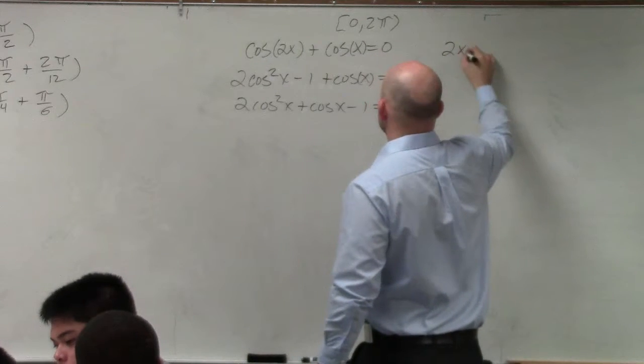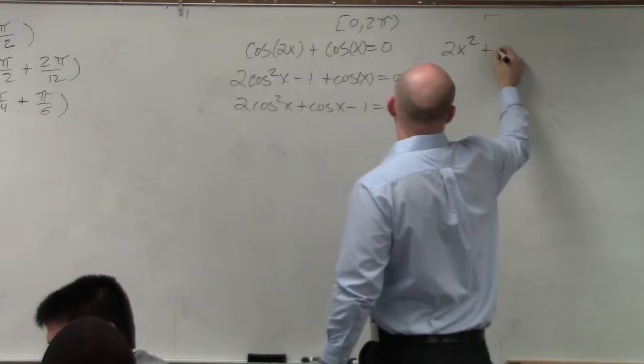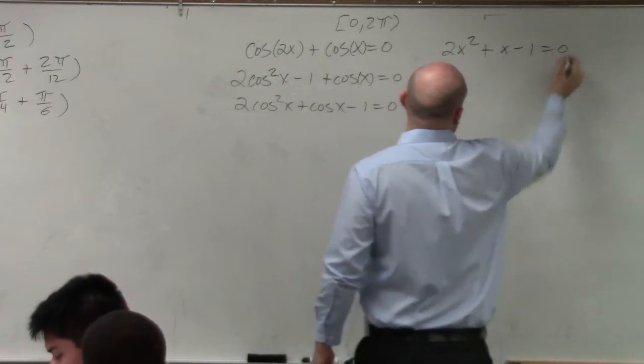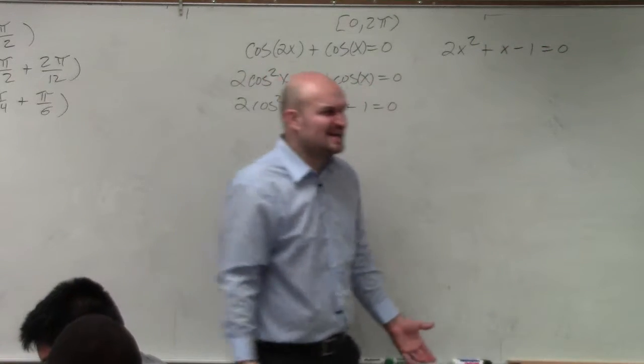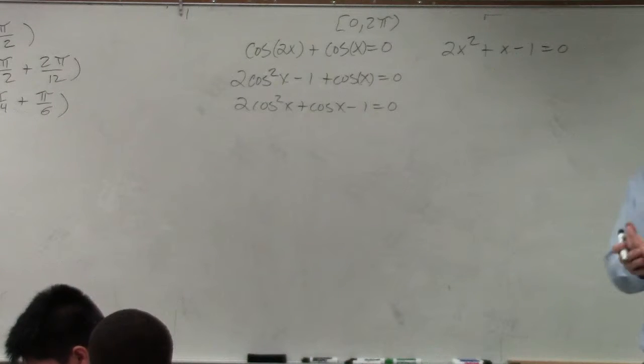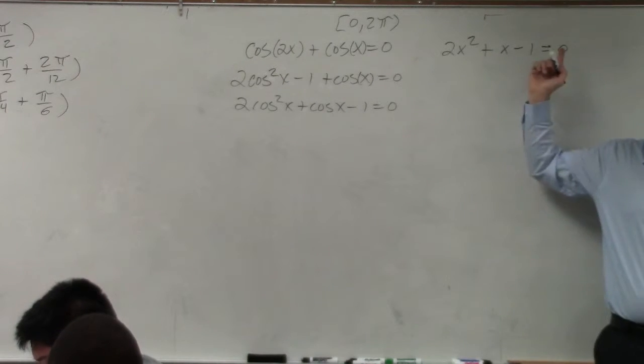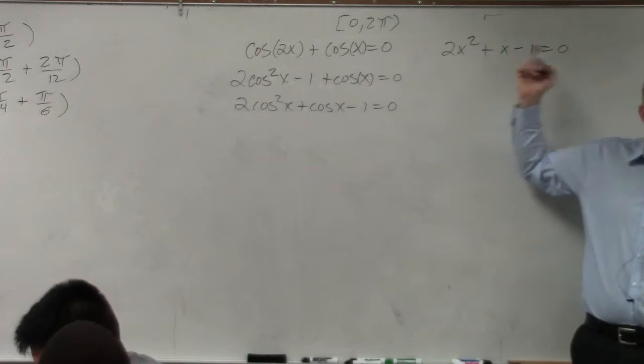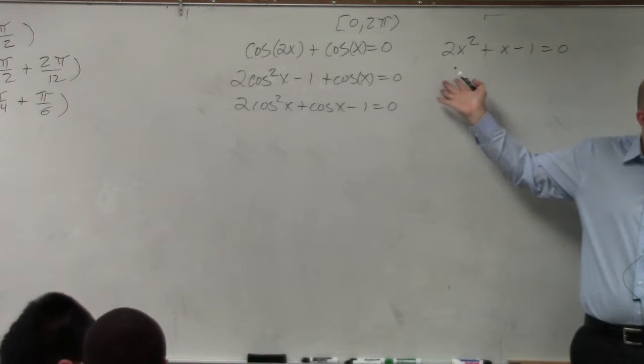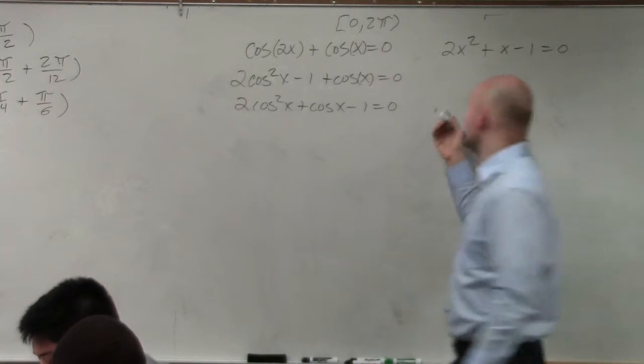I could rewrite this with just variables. Forget about the cosine. Let's just rewrite it as x's. Now, if I just rewrite this as x's, does this look like something I have solved in previous times in my mathematics classes? Yes, right? You can solve this. We just need to factor.